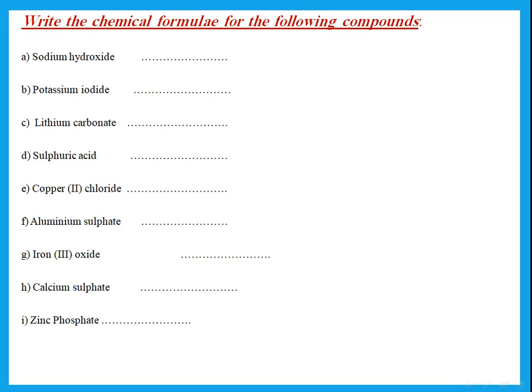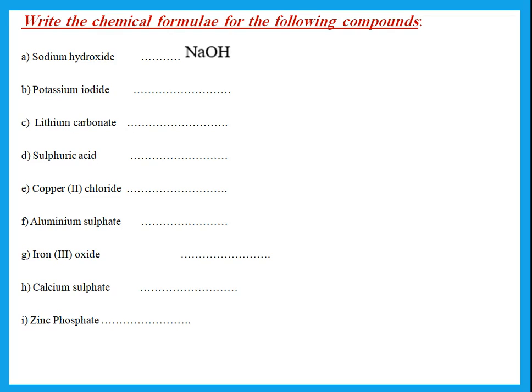So let's try these together. How do we write the formula of sodium hydroxide? Again, you write the symbols of each one, Na and OH. And then you check valencies. Please do not forget to check valencies. The valency of sodium is 1 because it's something in group 1. The valency of hydroxide is 1, so I don't write anything under either of them.